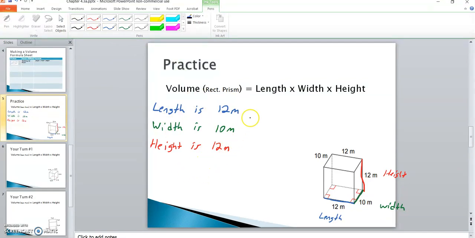And to figure out the volume, we just multiply the length by the width by the height. So that's going to be 12 times 10 times 12. And that equals 1440. And then we're going to put our units, which is meters. Now, for surface area, as you remember, we put a 2. But for volume, we're going to put a 3. And that will be the same for all volume.